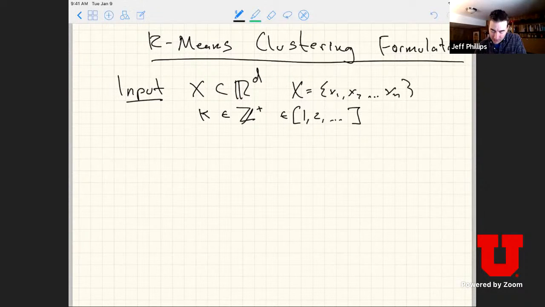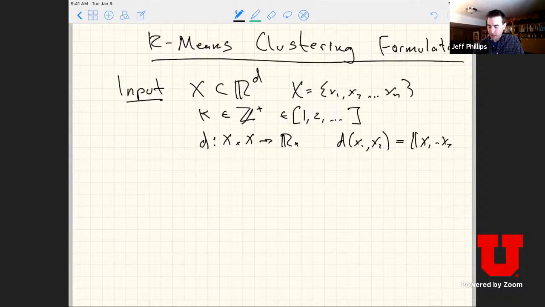There's implicitly some distance between the points, mapping to the positive real numbers, and this distance between X1 and X2 is exactly the Euclidean distance between them. We're going to assume that distances are measured with Euclidean distance, which means the coordinates of the data points should align with each other, so it makes sense to take the Euclidean distance between them. We don't have height and weight together in these things, and that might not make sense. So we're assuming that this is all part of the input.